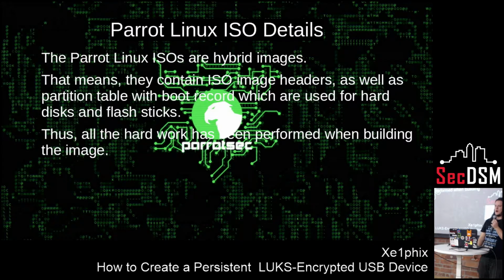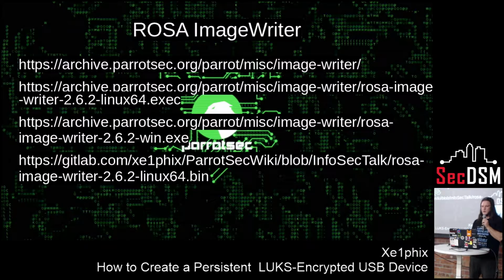Parrot ISOs are hybrid images, which means that the partition table and the boot record are already taken care of. All you have to do is dd the image onto the drive. I'm going to use Rosa, which is a GUI that makes it a lot easier.